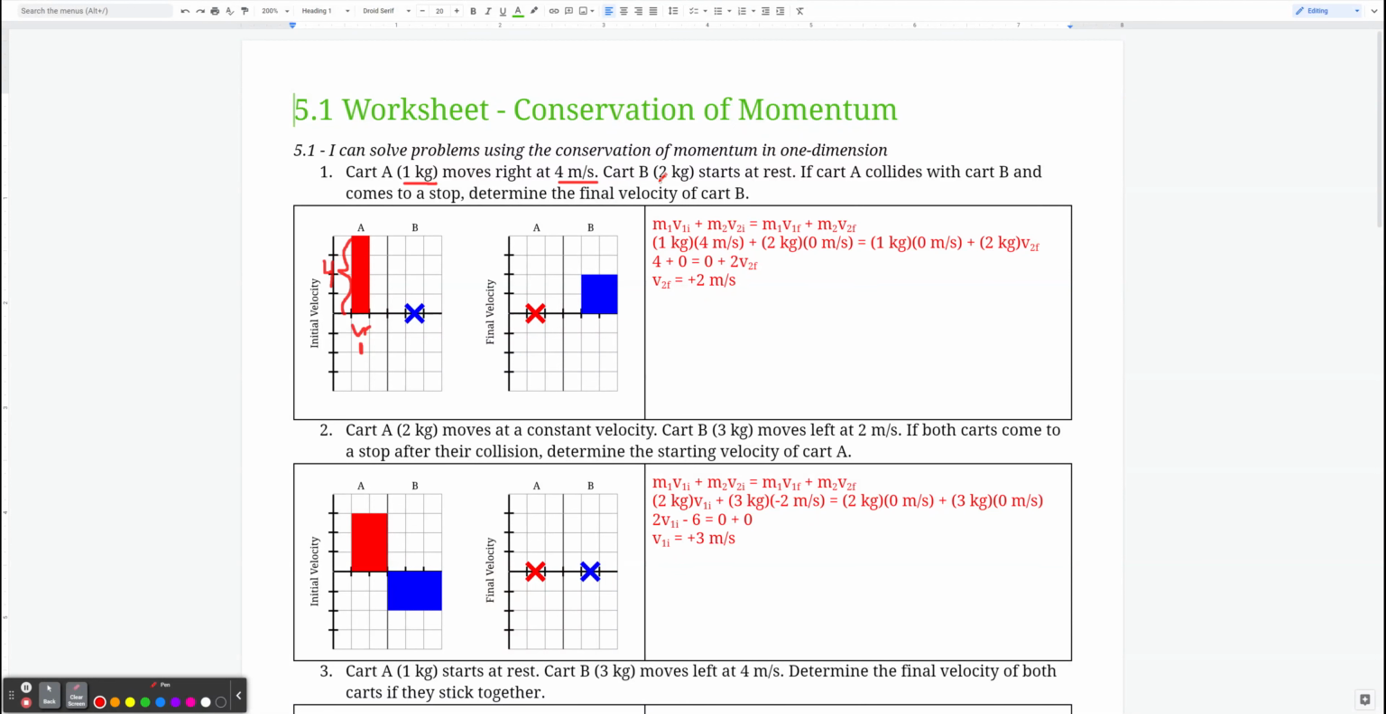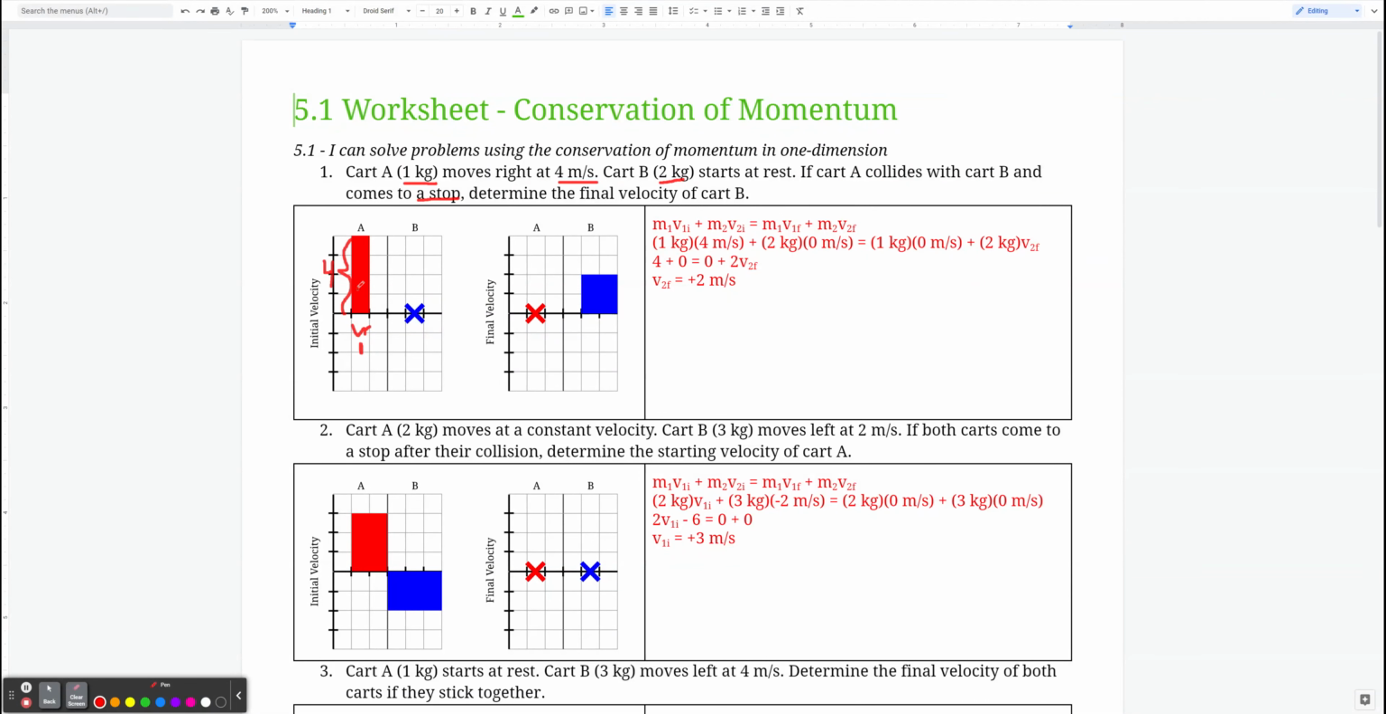And then cart B, it's 2 kilograms and it starts at rest. So it just doesn't have any momentum because its initial velocity here is 0. Then at the end, it tells us that cart A comes to a stop. So that's why at the end here, it doesn't have any momentum.